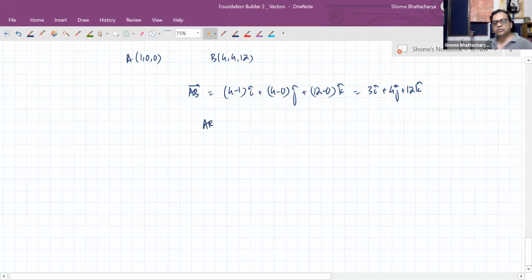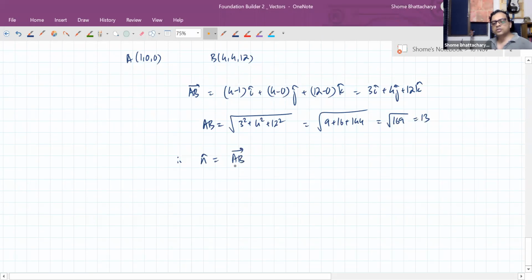And the magnitude of it will become root of, okay, so that is 13. So therefore n cap, which is the unit vector along AB, is nothing but 3 i cap plus 4 j cap plus 12 k cap divided by its own magnitude, which is 13.